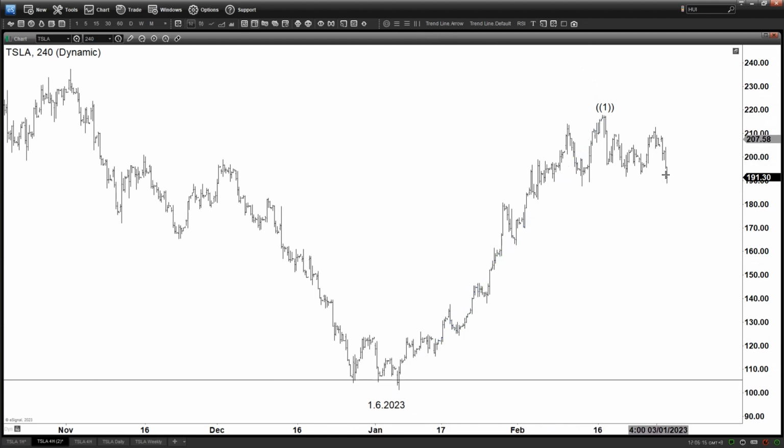You can see clearly the pullback is breaking, just look at the channel. You can see it breaks the channel, so that cycle is over, right? The cycle is over. So now we are in the wave 2.